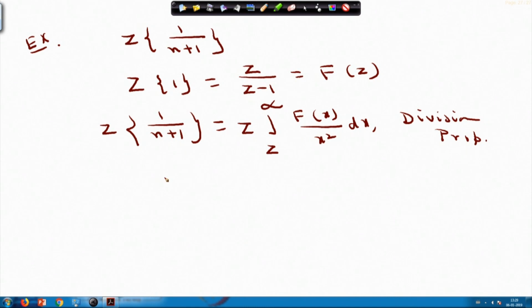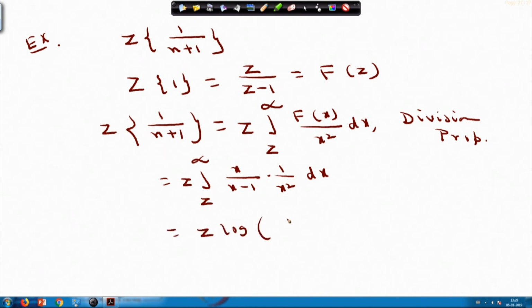So, simply what I have to do now is z into the integral from z to infinity, where you know what capital F z is, that is z by z minus 1. So, x by x minus 1 into 1 by x square into dx. If you evaluate the integral, I am just writing directly z into log of z by z minus 1, because I can evaluate this very easily.